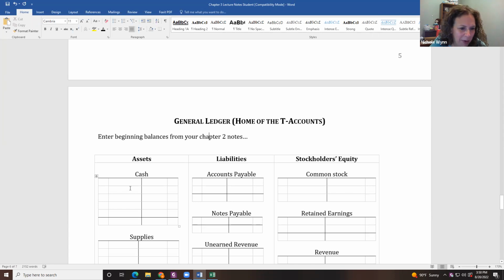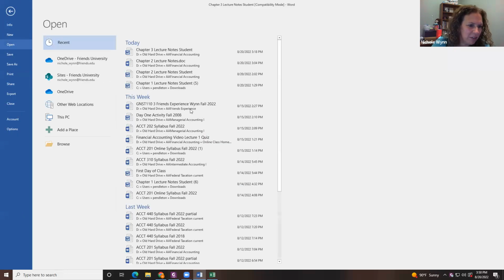So as we get ready to post here, I need to just record all the transactions in the T accounts. And so posting is a verb. It's the process of transferring it from the journal to the ledger. But the first thing it says is enter your beginning balances from your chapter 2 notes. So we need to go back to our chapter 2 notes. And you guys have already done chapter 2 because we did it earlier.